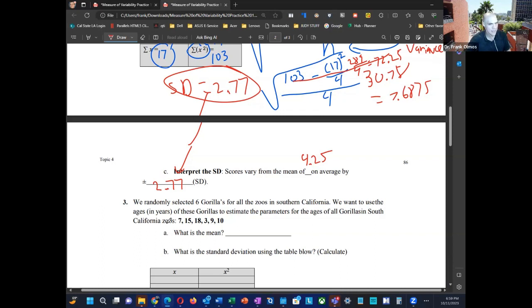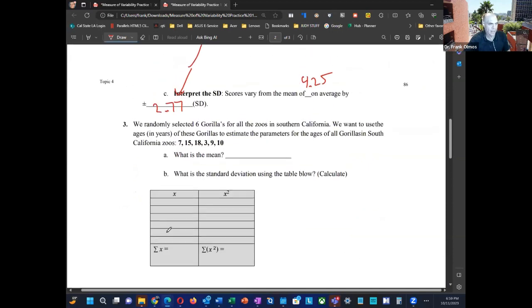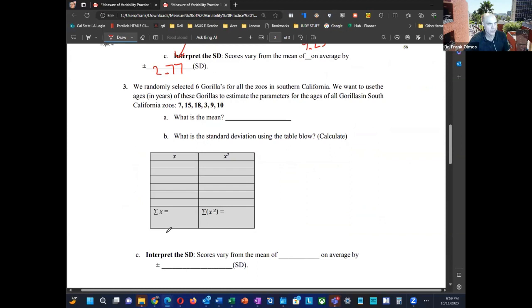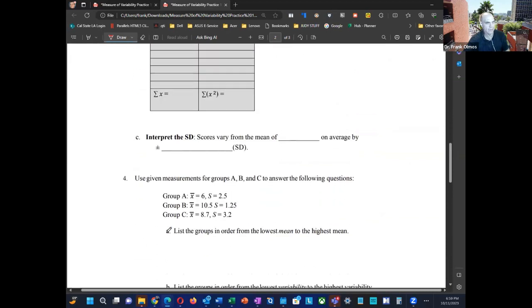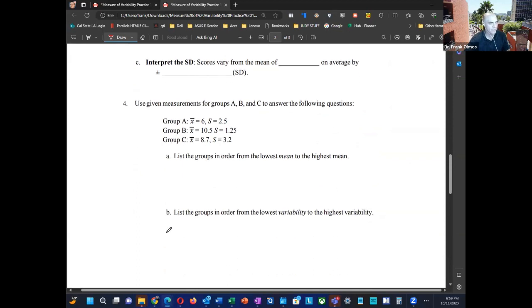Hopefully that makes sense. All right, I'm going to allow you to do number 3 on your own. Just remember, follow my guidance and complete number 3. You could always watch the videos or things like that, but just follow my guidance. I just want to make sure I cover everything else. All right, so number 4, use the given measurements for groups A, B, and C and answer the following questions.